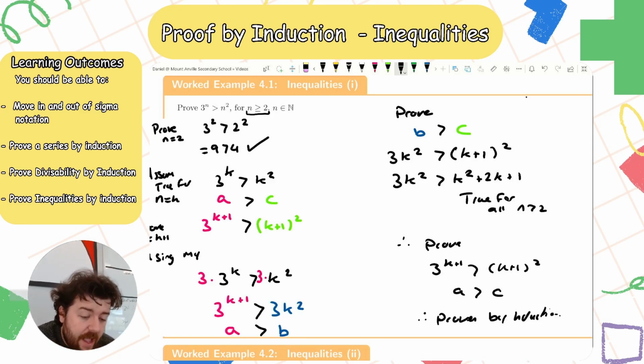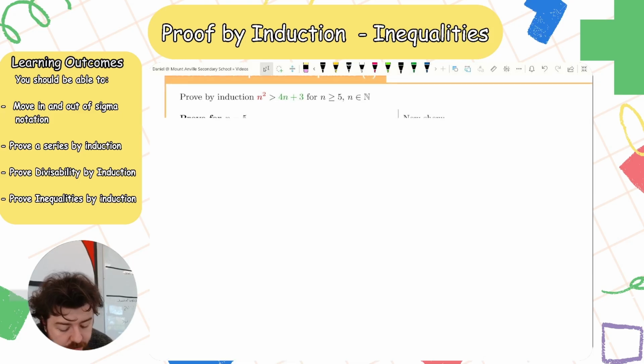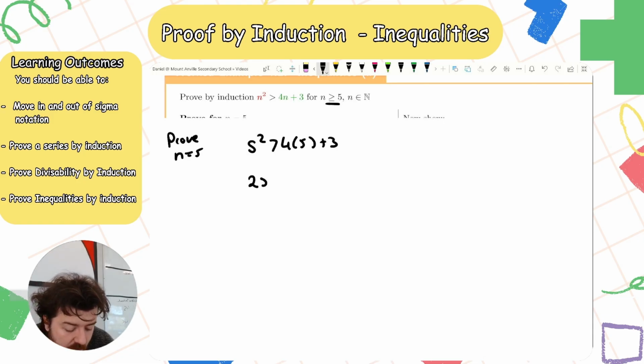For values of n greater than 2. Let's look at the other one here. Prove by induction, n squared is greater than 4n plus 3, for n greater than 5. So prove for n equals 5. 5 squared is greater than 4 times 5 plus 3. 25 is greater than 23, true. We need to assume true for n equals k.